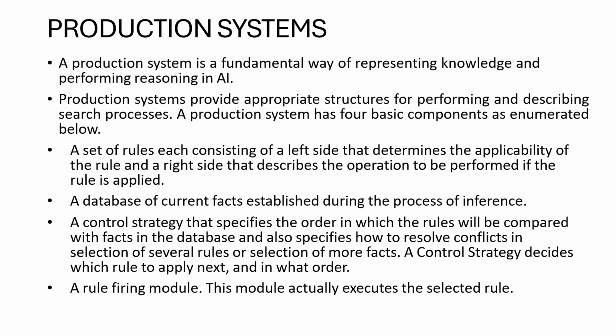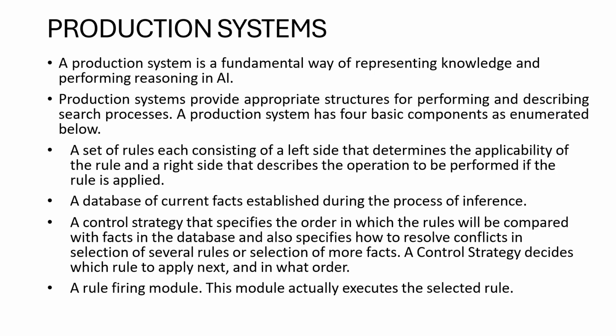Production systems provide appropriate structure for performing and describing such processes. Say, a production system is a way to store knowledge using rules, reason and solve problems, and simulate human decision making. In AI, it is commonly used in expert systems, game playing, and problem solving programs. So we can say that a production system should think like this: if this situation occurs, then do this action. A production system has four main components.